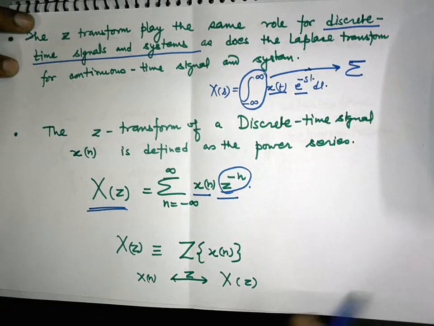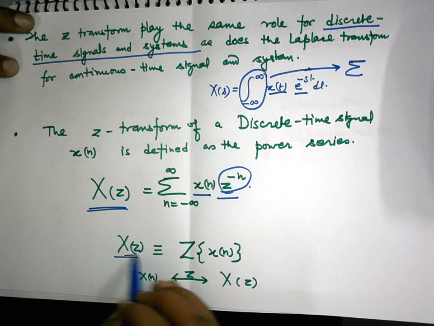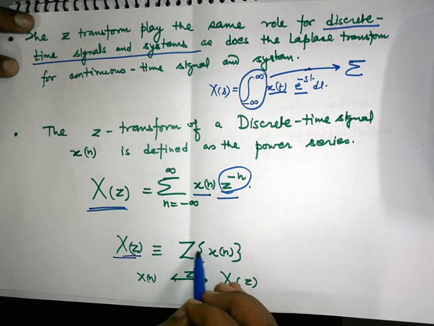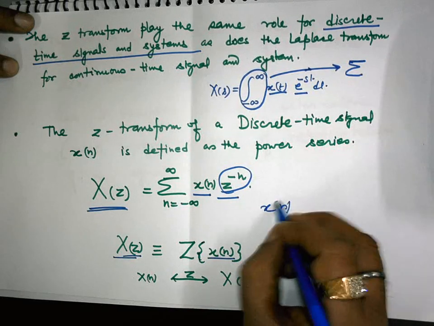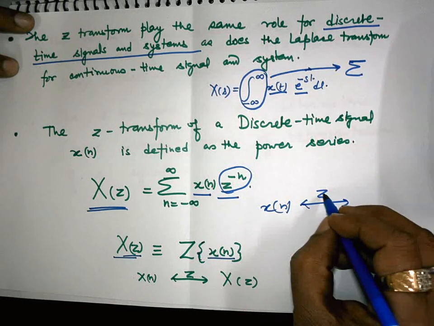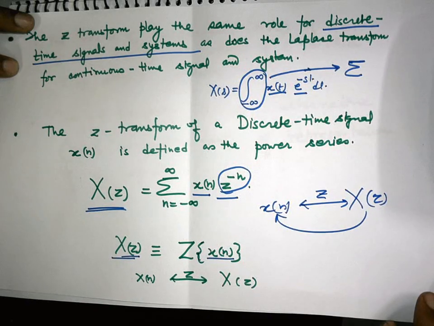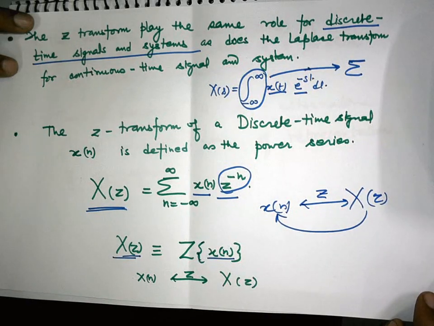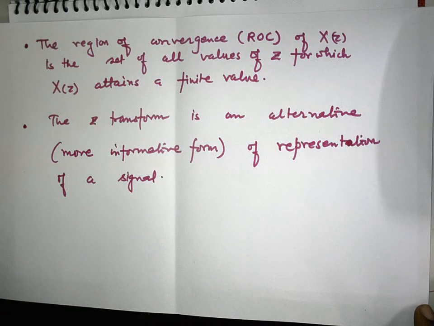Okay. Now, we can also write that the z transform X(z) is equivalent to the z transform of the signal x(n), or x(n) when transformed in z domain becomes X(z), or if we perform the reverse transformation of X(z), we can obtain x(n) through inverse z transform. Okay. So, these are some starting points.